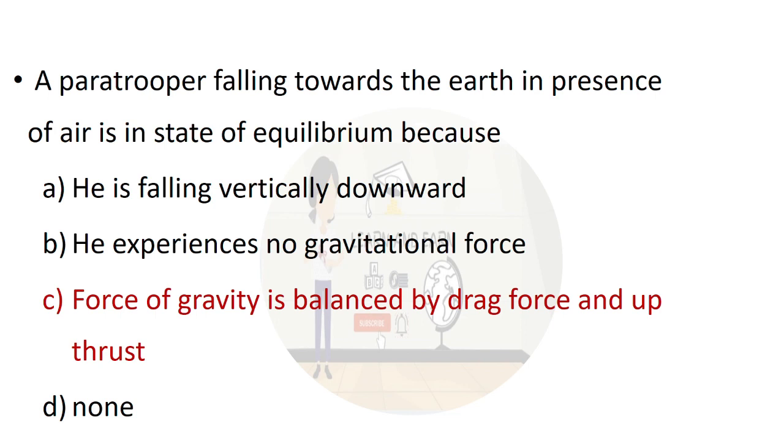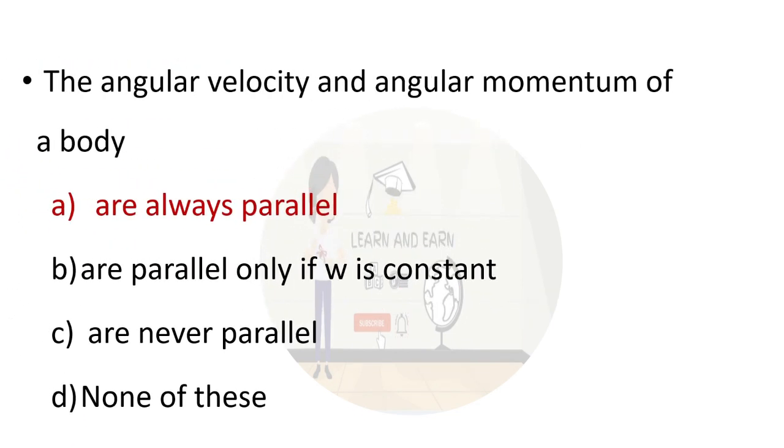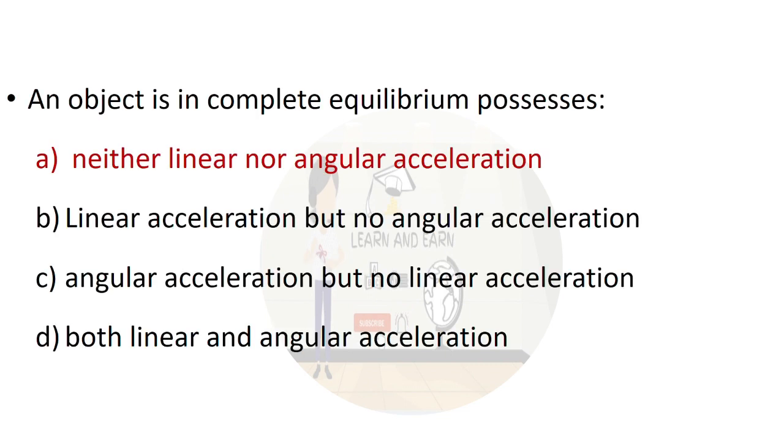Option C, force of gravity is balanced by drag force and upthrust. Option D, none. The right answer is option C. The next MCQ is, the angular velocity and angular momentum of a body are always parallel. The next MCQ is, an object in complete equilibrium possesses option A, neither linear nor angular acceleration. The right answer is option A.